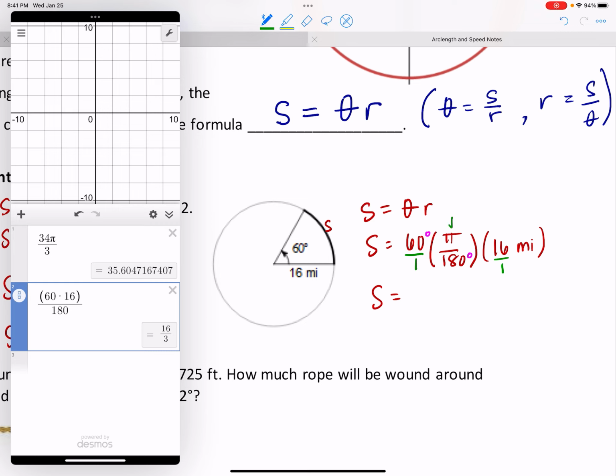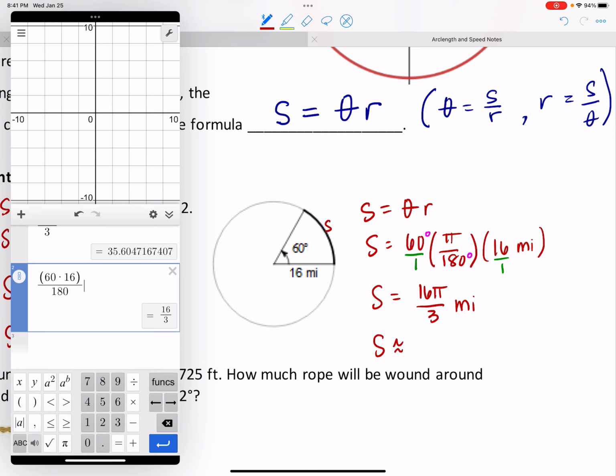I just can't forget about pi. Okay, so technically on the top is going to be, let me go back to red, sorry, 16 pi, and on the bottom is going to be 3. And again, this is miles. That's my exact answer. And now to approximate that, I can just stick the pi in here, and then we're looking at about 16.8-ish. And these were, again, miles.